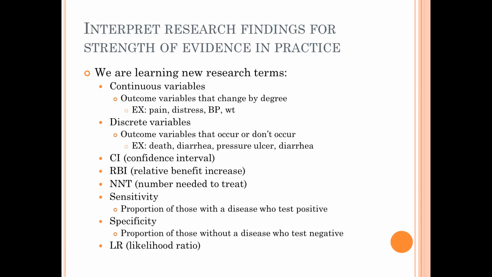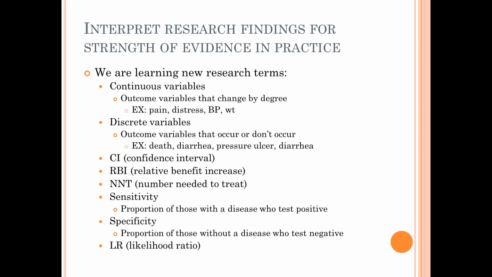As you're looking at research findings and their strength in terms of evidence-based practice, you can learn new research terms. How exciting! Continuous variables. These are outcome variables that change by degree. Examples: pain, distress, blood pressure, weight. You can go pretty much from 0 to the maximum of 10, for example, with pain. Discrete variables. Those are outcomes that occur or don't occur.